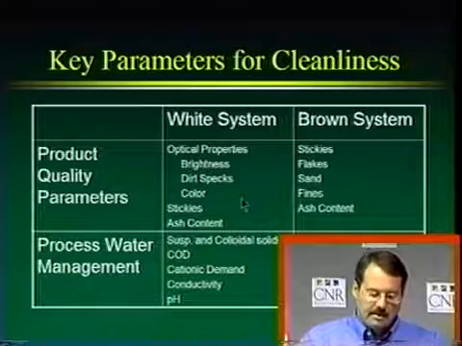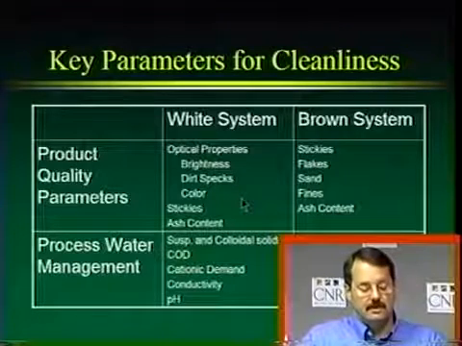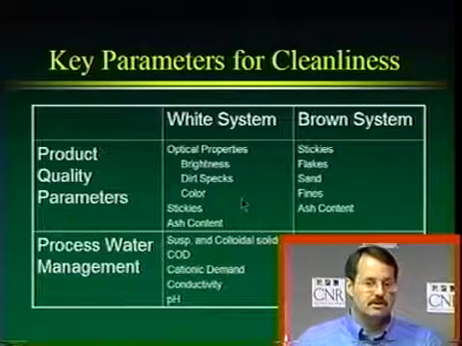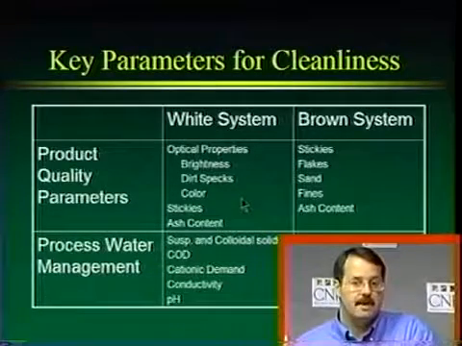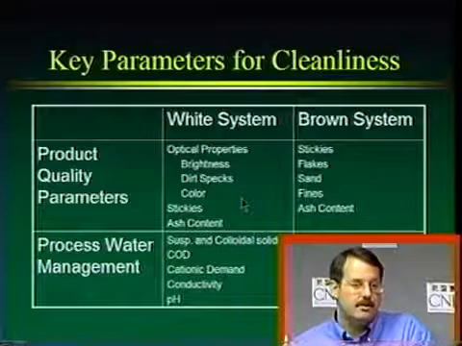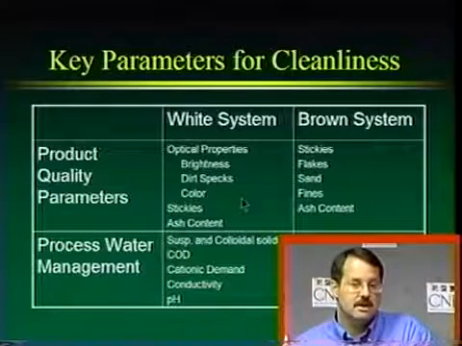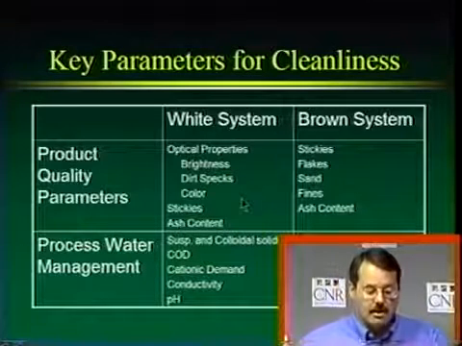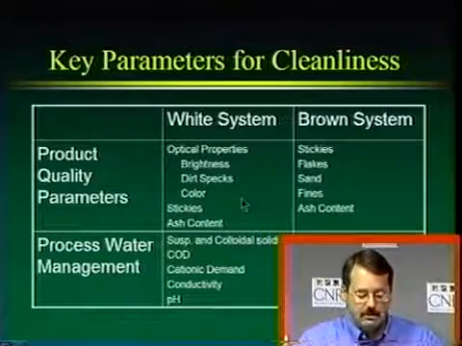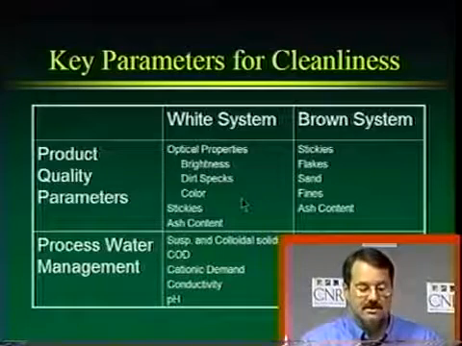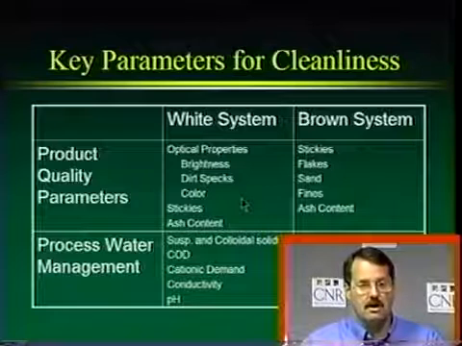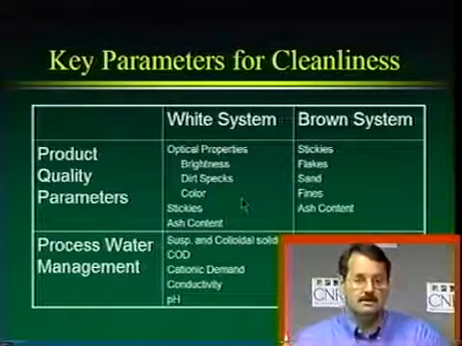But for cleanliness, it also needs to be clean. We need to protect our paper machine, first of all, or our board machine, and we also have to make sure that the cleanliness is such that our end user can use our product. So stickies are number one, foremost the enemy. That's going to deposit on our paper machine and cause us problems. So we really want to get rid of stickies. And the other issues are flakes, sand, fines, and ash content. Things like waxes can be considered stickies, and those are also an issue. So you see that in our brown system, the optical properties aren't as important, but strength and cleanliness still are.